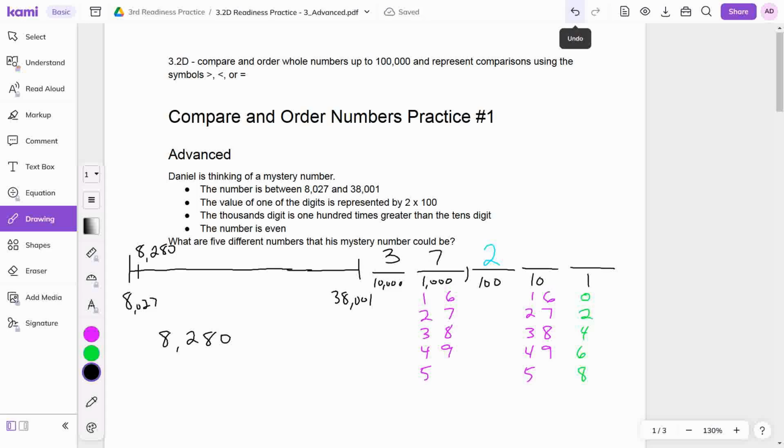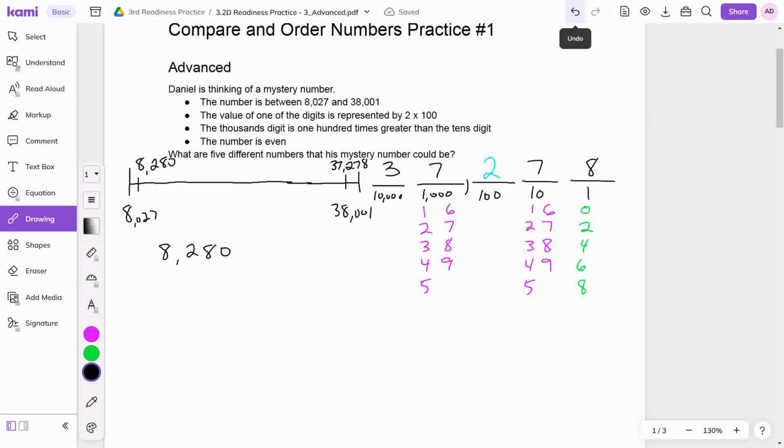If I have a 7 in the thousands, I need a 7 in the tens, and then I need an 8 right there. So that's just the largest one I can make. 37,278. So let's put that down here, and I'm going to put that a little bit lower as I'm going to put them in a line here.